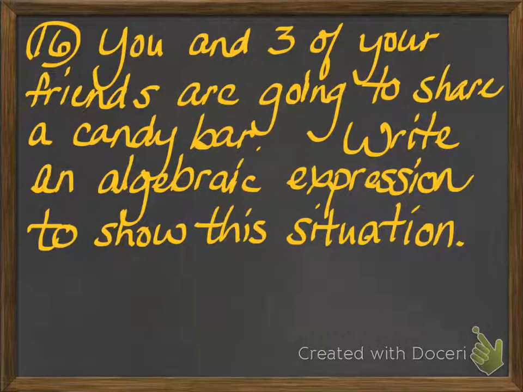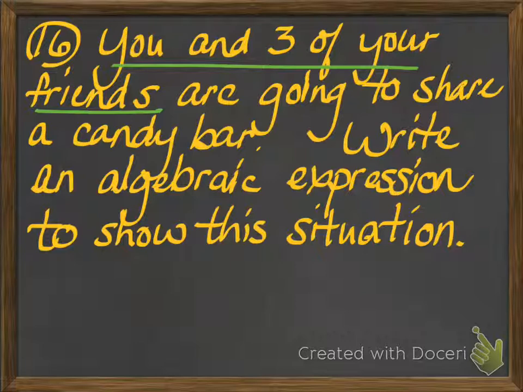Number 16. This one's a word problem. Let's see if you can figure out the algebraic expression. You and 3 of your friends are going to share a candy bar. Write an algebraic expression to show the situation. Okay, so it's you and 3 of your friends, so that means there's 4 people. You're sharing the candy bar.